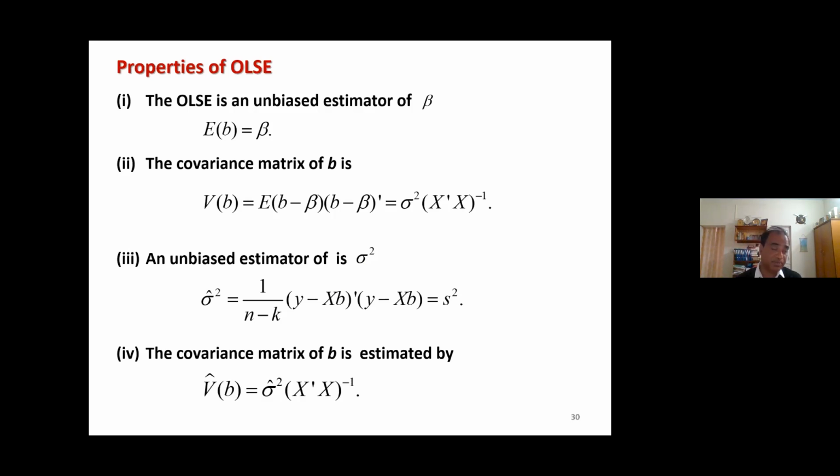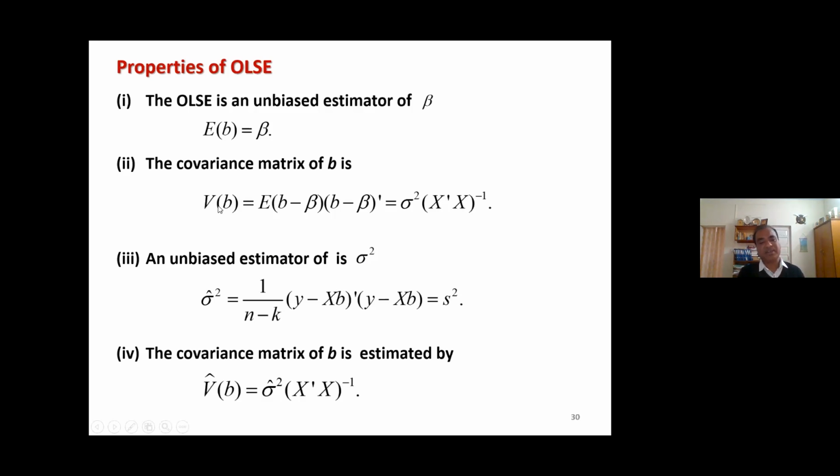So now the simple answer is that when you are trying to find out the value of the unknown parameters using the B, then this B is going to give you a good value, because from the statistical point of view, we have some criteria like unbiasedness, variability, etc. So this estimator is an unbiased estimator. Its covariance matrix is given here like this. The unbiased estimator of sigma square is here like this, and the covariance matrix can be estimated by the last quantity. What is the interpretation of this thing?